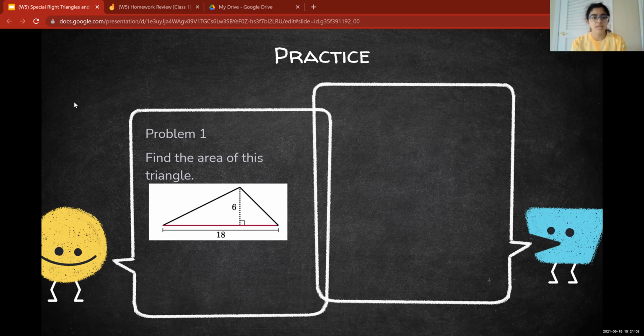Okay, in the chat, I can see a lot of people have answered. So the answer is 54. You do 18 times 6 divided by 2. Or you can do 18 times 1/2 times 6, which is equal to 9 times 6, which is 54. Meaning our answer is 54 square units, or just 54.